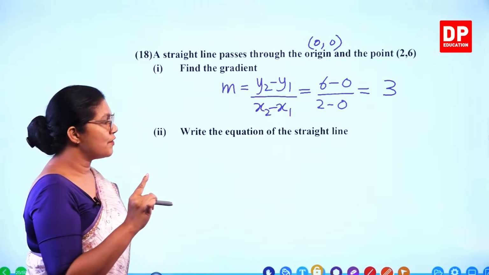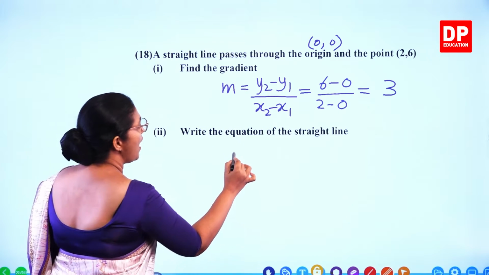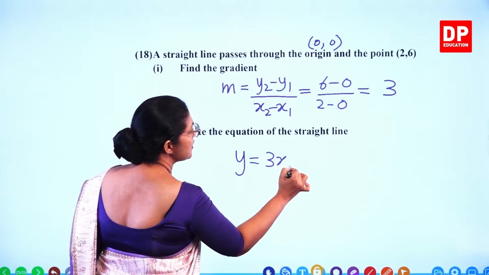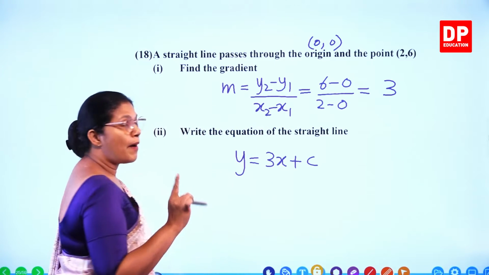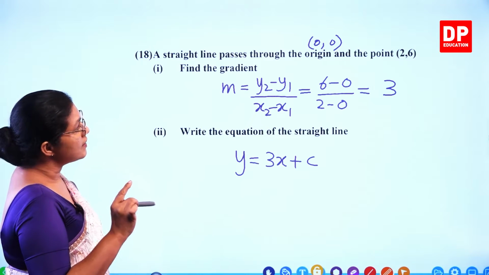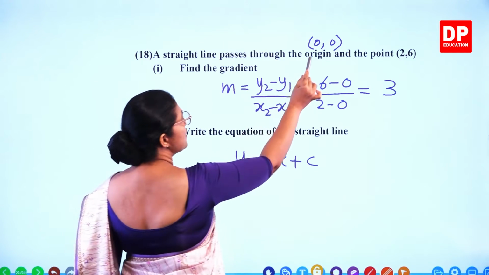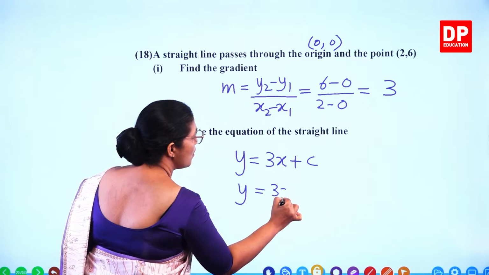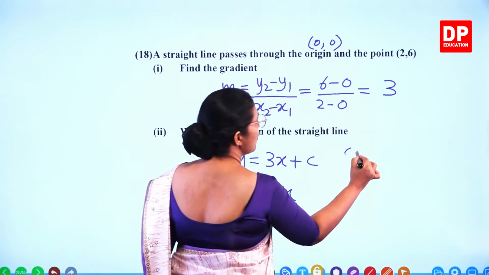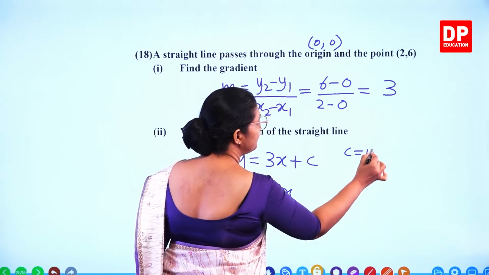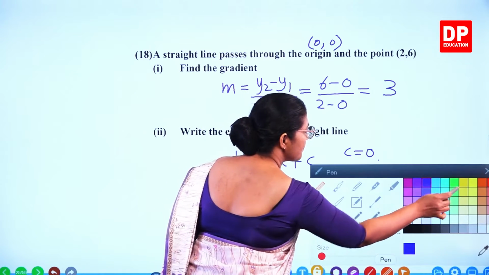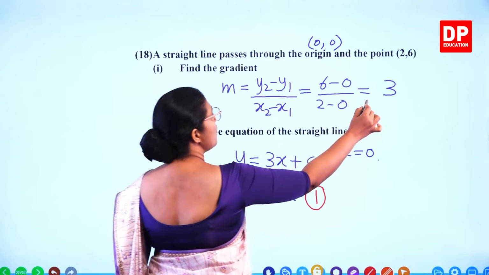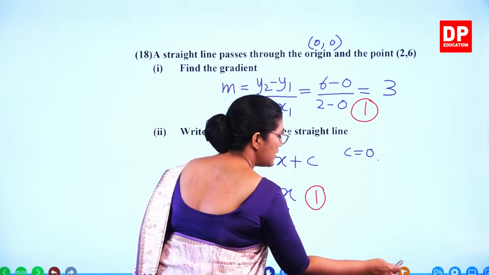Write the equation of the straight line. So y equals mx plus c. Now we know m value is 3, so 3x plus c. If the line passes through the origin, what's the y-intercept? That's 0. So you can straight away write down y equals 3x because c equals 0. So you get 1 mark for this equation and 1 mark for finding the gradient.